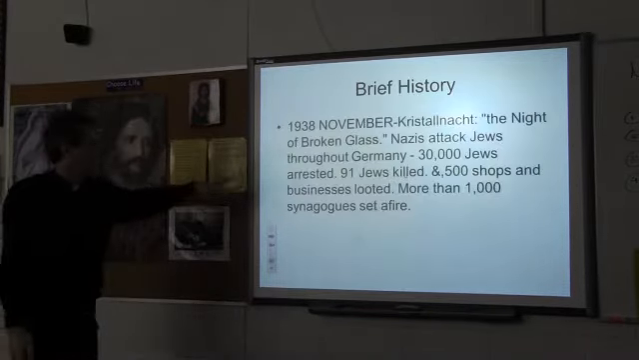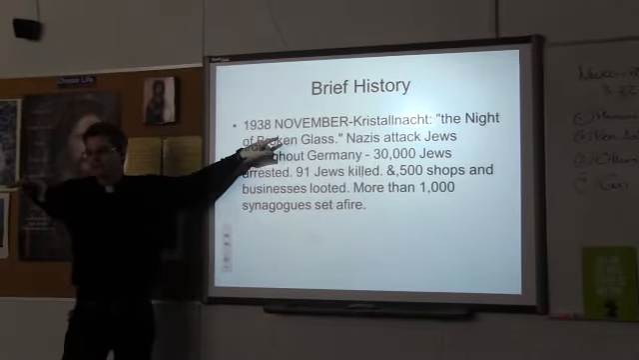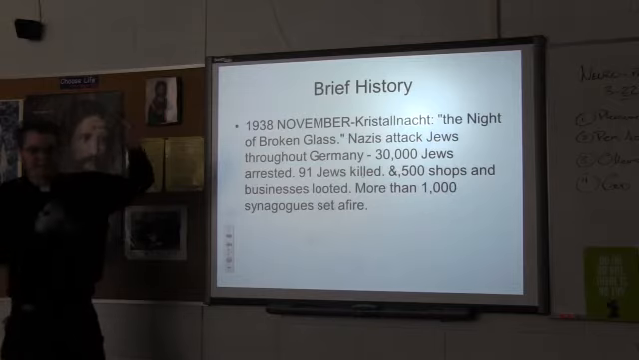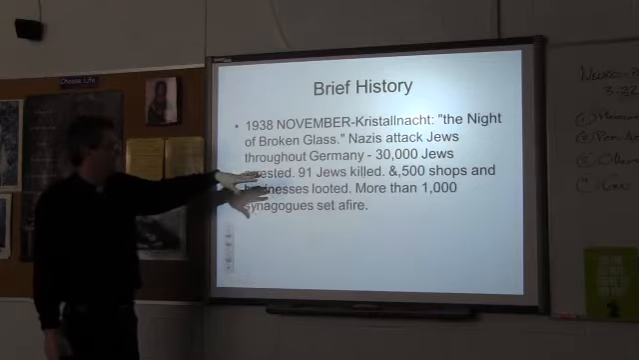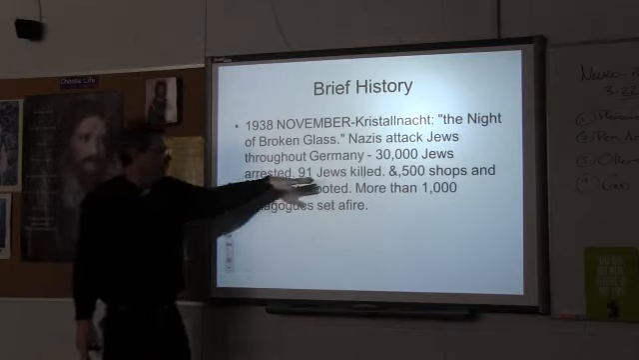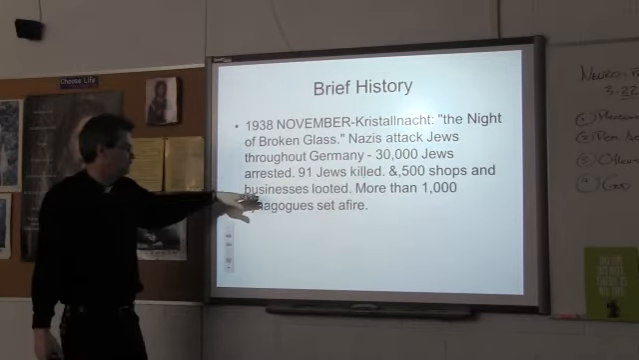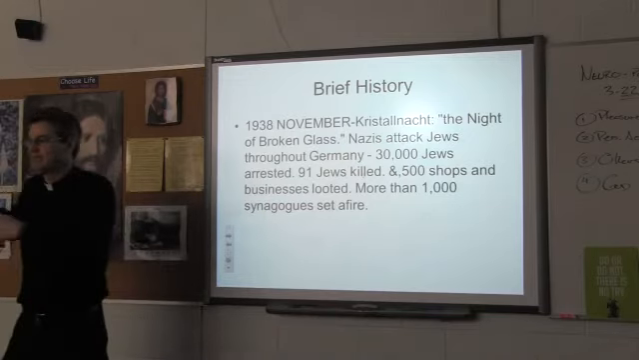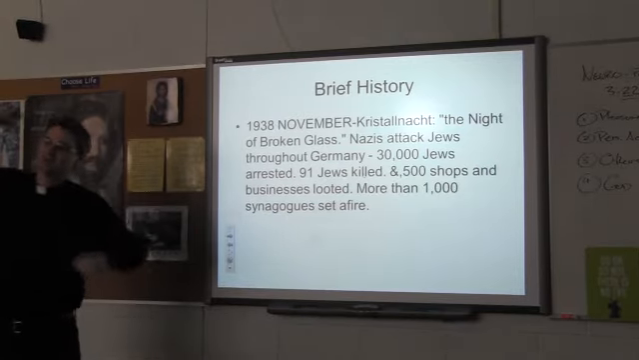And in 1938, the Night of Broken Glass. There are a lot of articles on the internet about this. The Nazis attacked the Jews throughout Germany, and 30,000 Jews were arrested in one night. 91 Jews were killed, probably the ones that rebelled or tried to fight back. 500 shops and businesses were looted. So if you're a Jewish businessman selling TVs, looting means they broke in and took out your TVs.